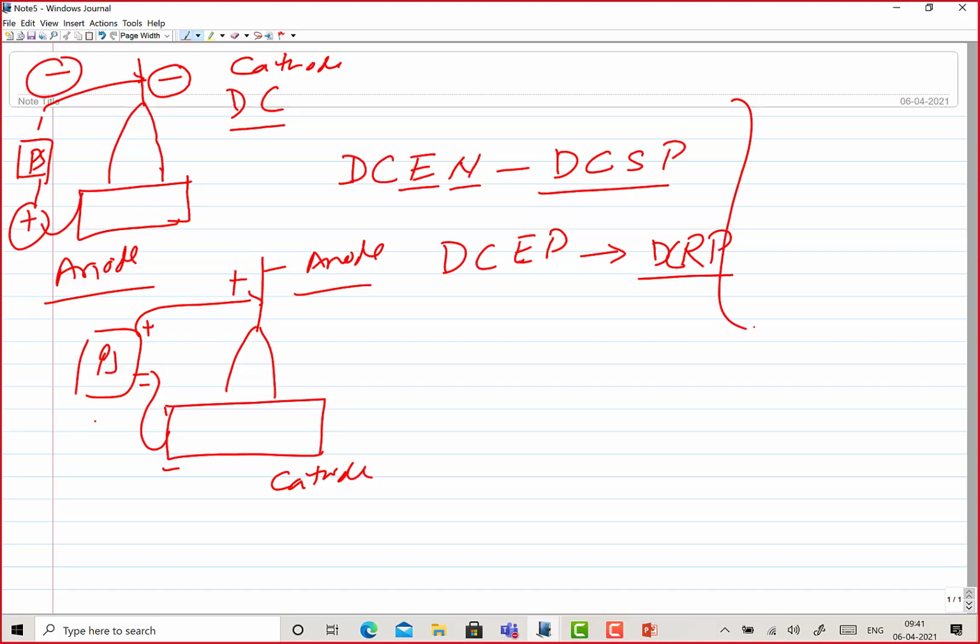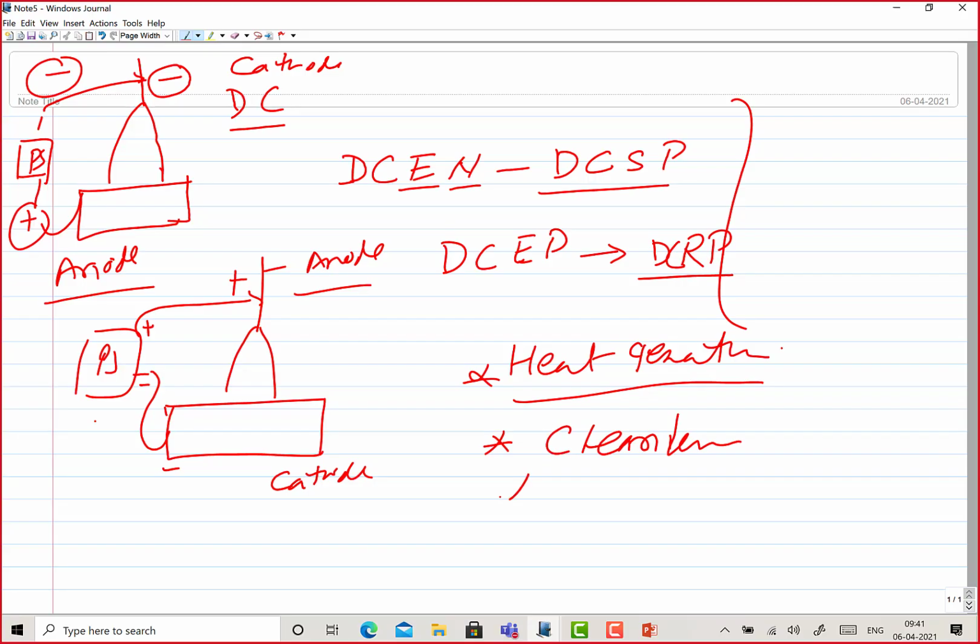Why? Because they affect three aspects. One is heat generation, how much heat is being generated on the electrode side and the base metal side. It affects the cleanliness of the weld, and it also affects the arc stability.